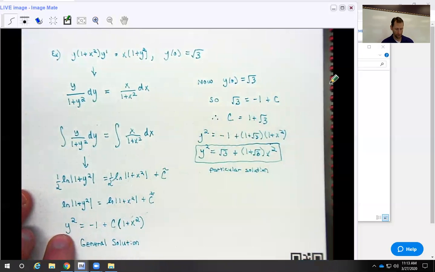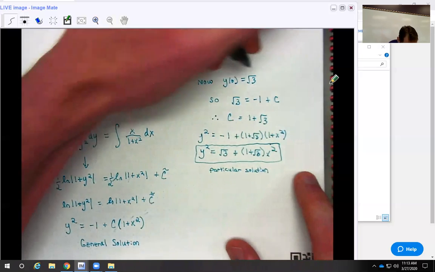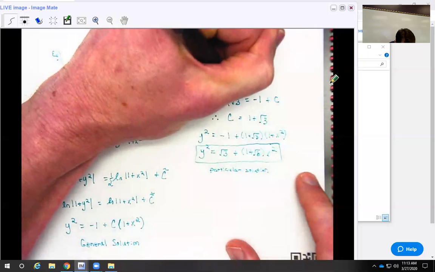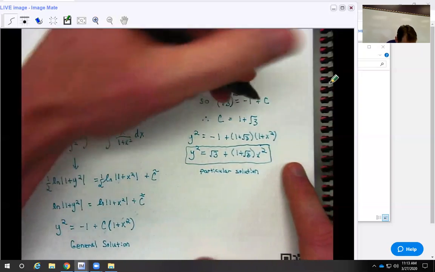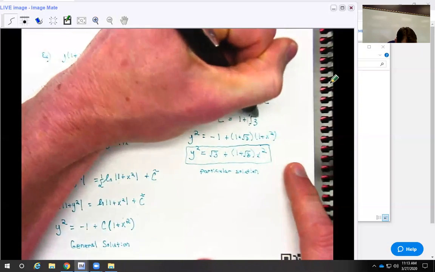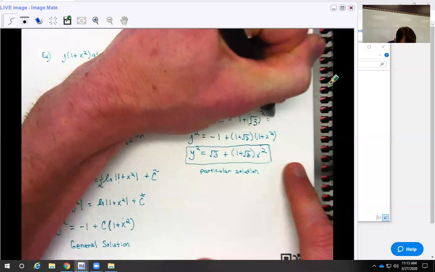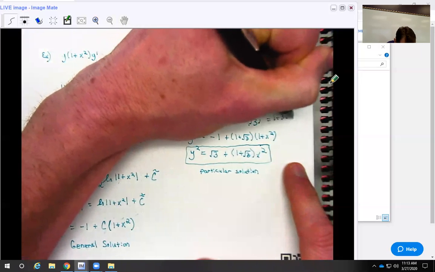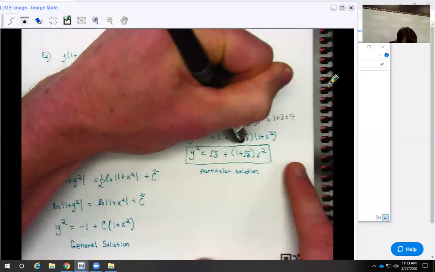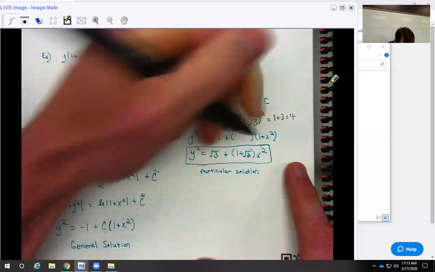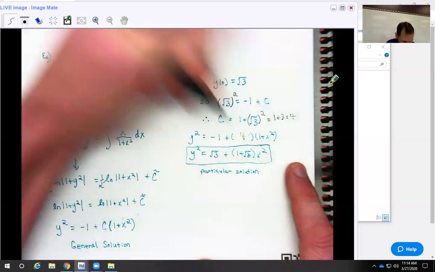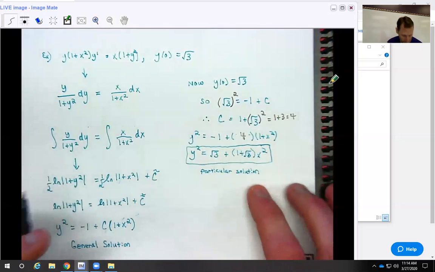root 3 squared. Okay, so there's a mistake here. This is root 3 squared. Then c would equal root 3 squared, which is 1 plus 3, which is equal to 4. And so therefore, if I plug that in, our solution is minus 1 plus 4 times 1 plus x squared.